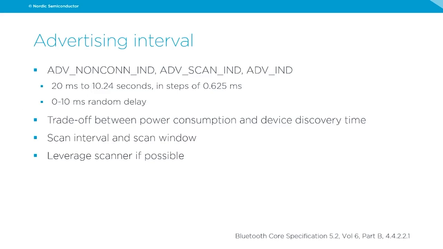So there's a trade-off between power consumption and device discovery time. If you want your data to be received by your scanner, or your device to be connected by the central or the phone quicker, you need to advertise faster, more often, with a lower advertising interval. But that also means that you will consume more power. So if you want to prolong your device battery life, you need to advertise slower. So there is a trade-off between device discovery time and power consumption.